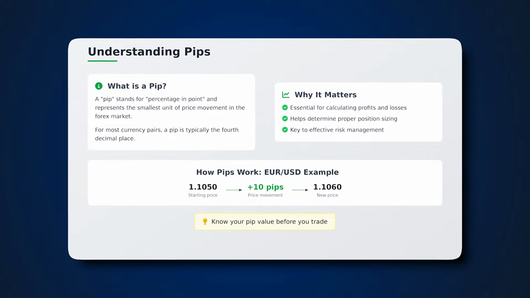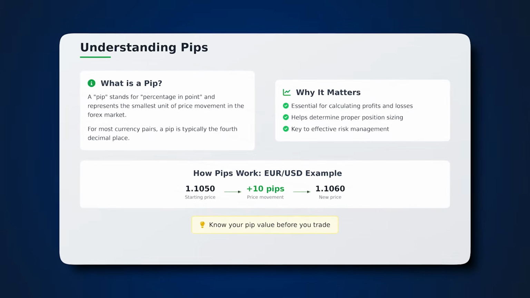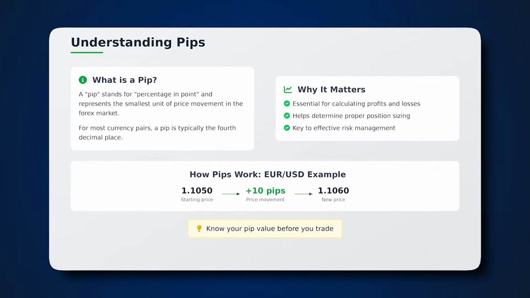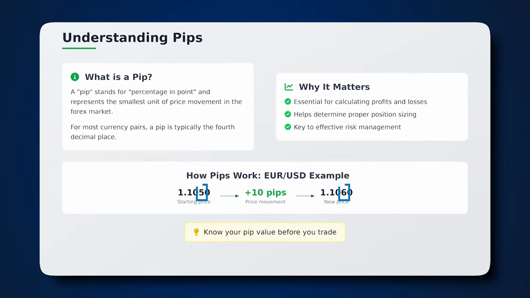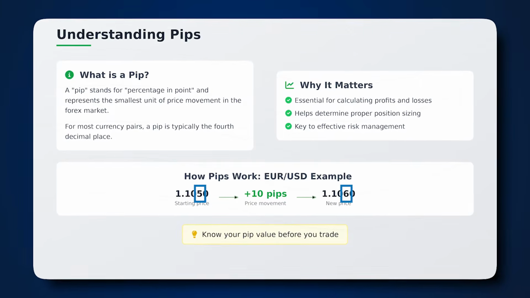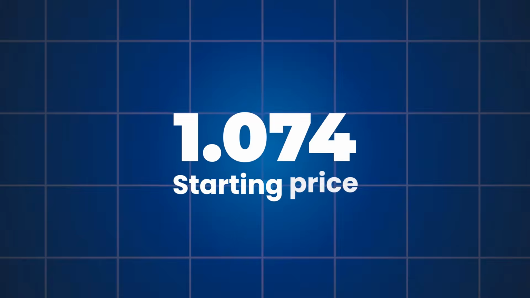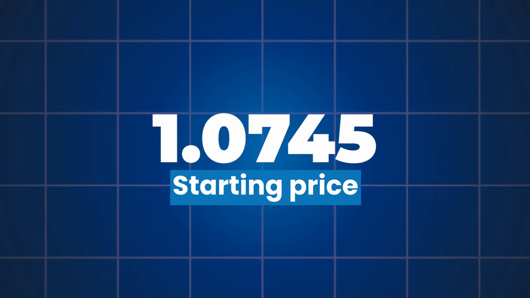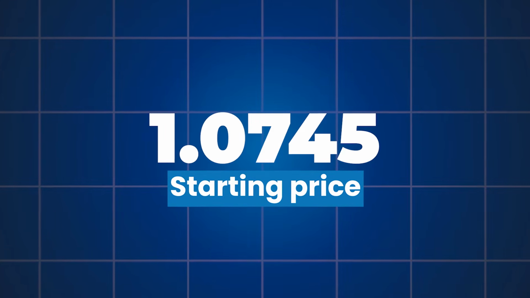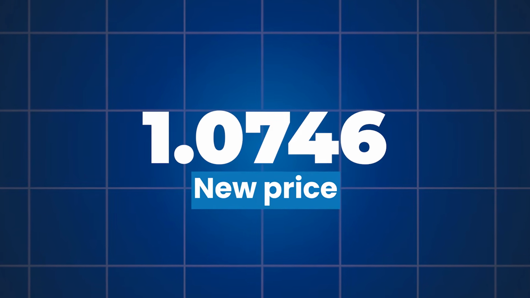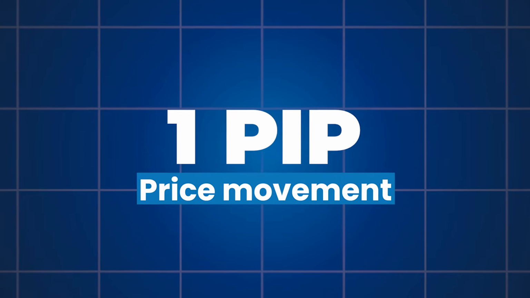Now let's move into talking about exactly what a pip is. Pip stands for percentage in point. It's just the smallest change in price. And for most pairs, this is represented by the fourth decimal place. So for example, if Euro USD were to move from 1.0745 to 1.0746, it has moved 1 pip.